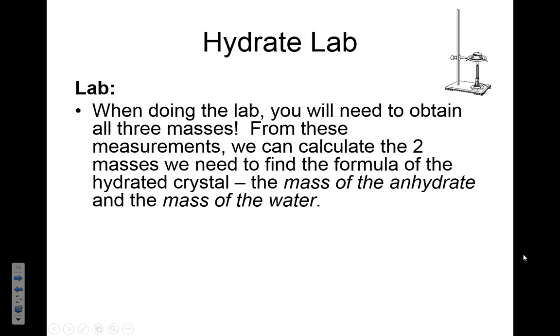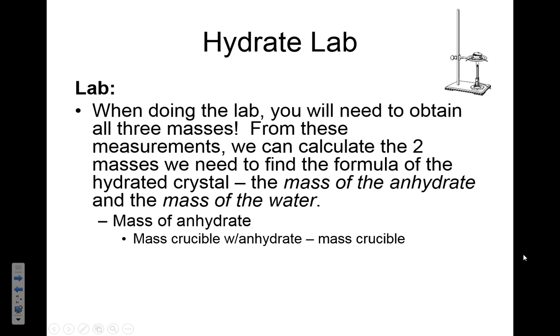Now, when you're doing the lab, you're going to need to get all three masses. You can't forget to do that. We have to have those three masses: the empty crucible, the crucible plus the hydrate, and the crucible plus the anhydrate. And we're going to end up calculating our two important masses from that information. And remember, our important masses are the mass of the anhydrate and the mass of the water. Those are the two masses we need to get. Now, if you think about it, the mass of the anhydrate: if we knew that at the end of the lab we had the crucible and the anhydrate, and we subtract out the crucible's mass, which we found at the beginning, we'd be left with the anhydrate.